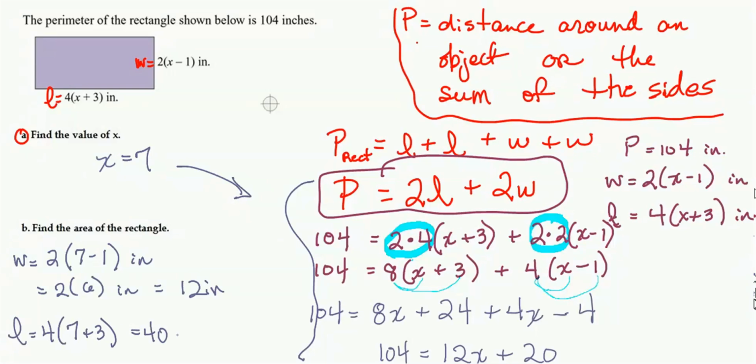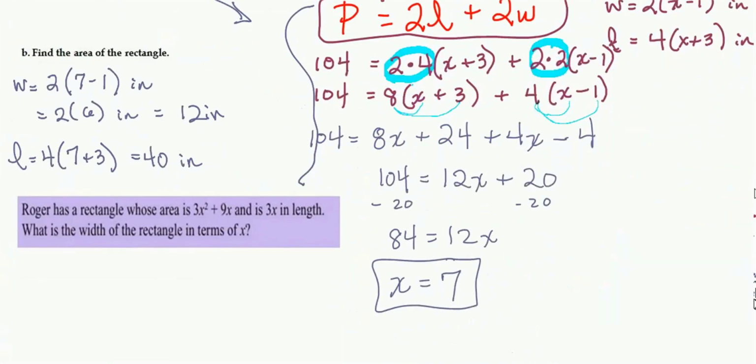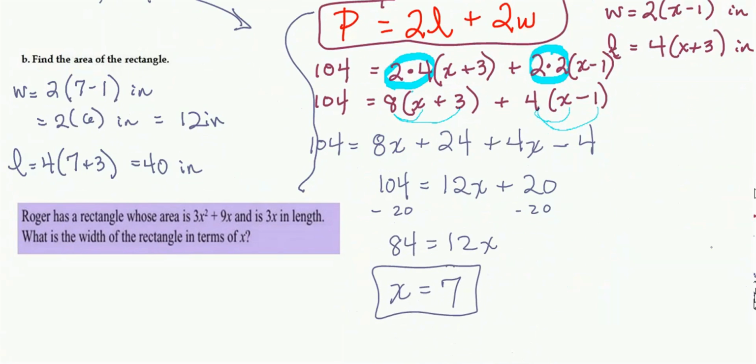40. Actually, 40 inches. And so how do we find the area? The area of a rectangle is what? Let me write that one in red too. So the area of a rectangle we know is, okay, I'm going to write this right here. Area is length times width. Very simple little formula. Okay.